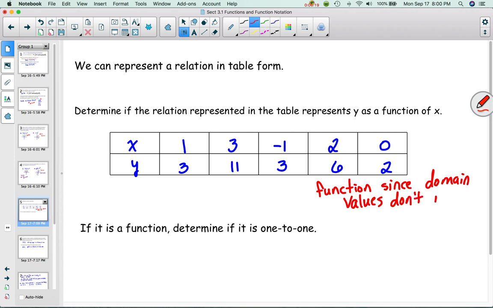Now, what about a one-to-one function? So we know that it's a function, the domain values don't repeat, so now we want to know if it's one-to-one. We'll look at the y values or the range values. Not one-to-one because we have range values that repeat. Okay?